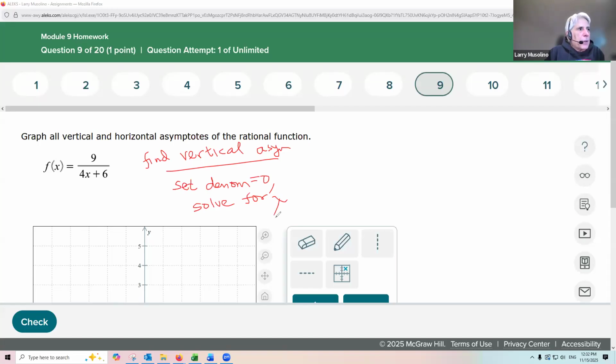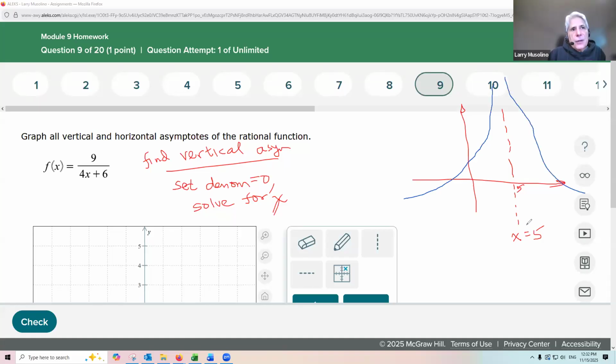What is a vertical asymptote anyway? Well, a vertical asymptote is when a graph gets closer and closer to a vertical line. Let's say this is x equal 5 here. So this vertical line is x equal 5. Well, a graph might do something like this. It might get closer and closer to this vertical line, but not touch it. So this is what we mean by a vertical asymptote. It's a vertical line that a graph gets closer and closer to, but doesn't cross it.